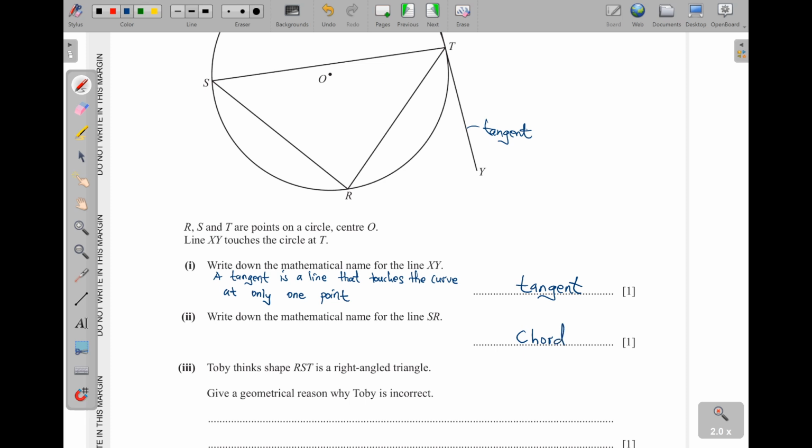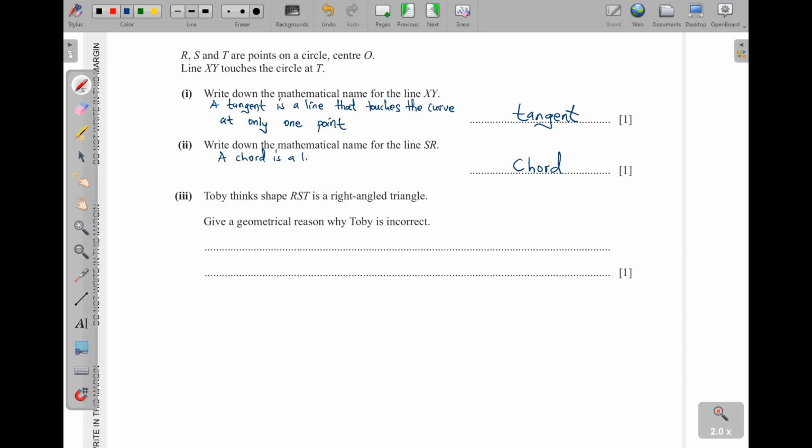Now, what is a chord? Let me also define it for you. A chord is a line that joins or connects 2 points on the circumference of a circle, without passing through the center of that circle.